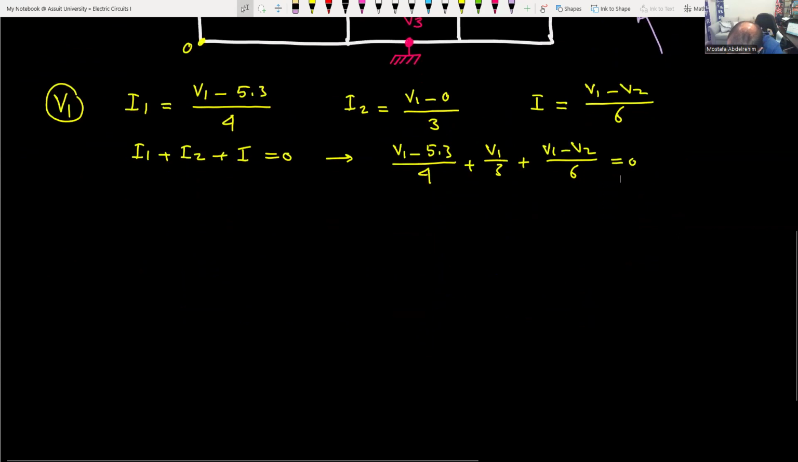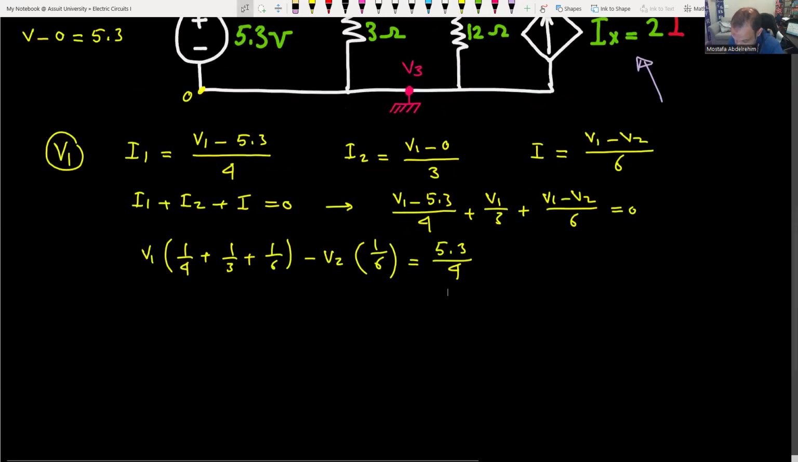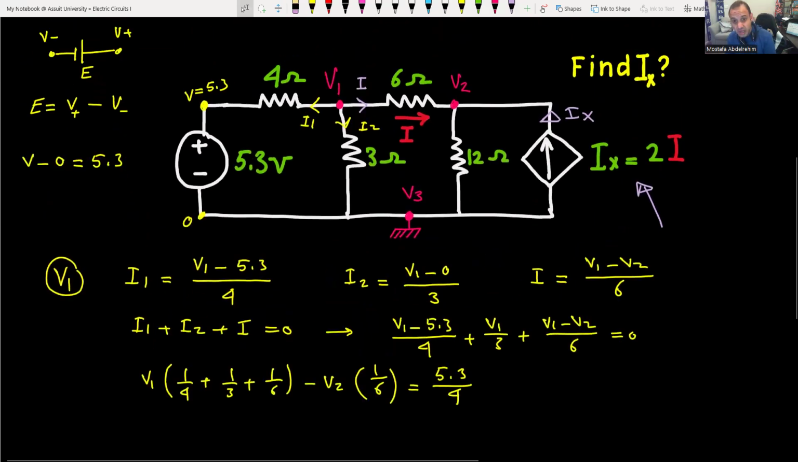So now, let's take V1 as a common factor: 1 over 4 plus 1 over 3 plus 1 over 6. Then we have V2, and V2 will be 1 over 6. This is equal to, I'm going to move the 5.3 over 4 to the right hand side with a positive sign. So 5.3 over 4.